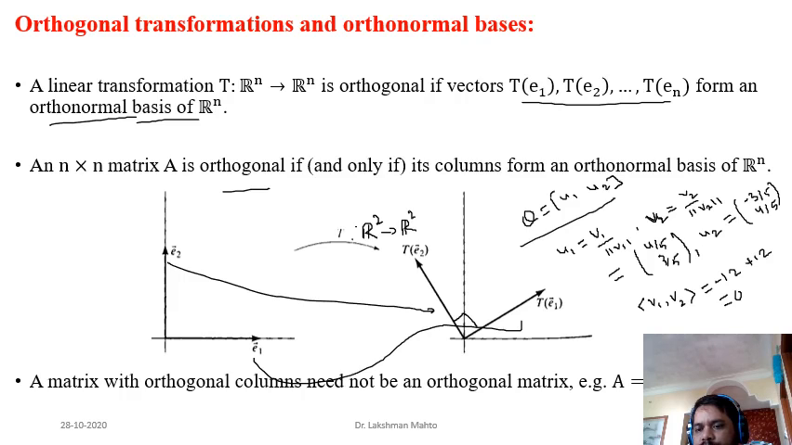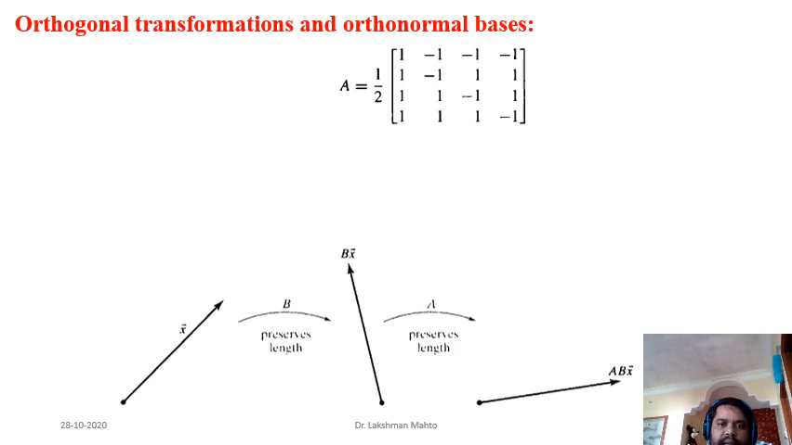But A is not an orthogonal matrix. In short, I will write: not an orthogonal matrix. But this Q is an orthogonal matrix. So the only thing to remember is that in an orthogonal matrix, the columns must be orthonormal vectors. That is the criterion.